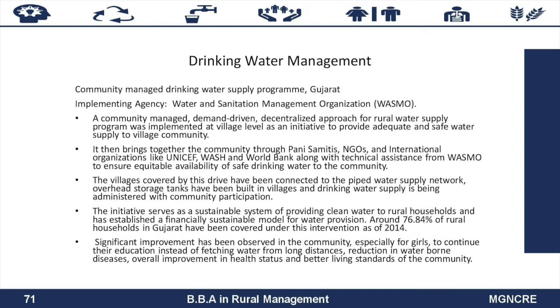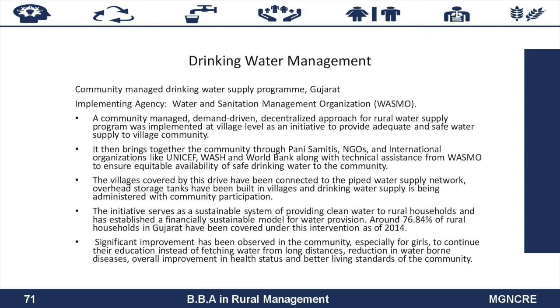The villages covered by this drive have been connected to the piped water supply network. Overhead storage tanks have been built in villages and drinking water supply is being administered with community participation. The initiative serves as a sustainable system of providing clean water to rural households and has established a financially sustainable model for water provision. Around 76.84% of rural households in Gujarat have been covered under this intervention as of 2014.